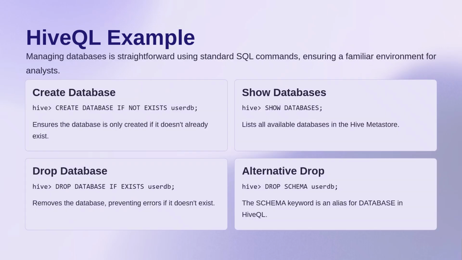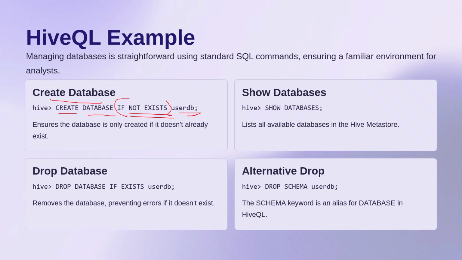Next we'll see another example of how you can create a database in HiveQL. To create a database in HiveQL, you'll write create database, and we write if not exists to check if the database already exists. If user DB already exists, then it will not create a new database. But if it doesn't exist, it will create a new database named user DB.